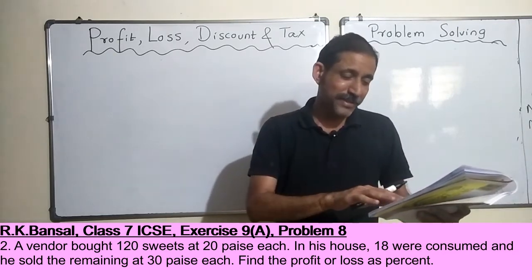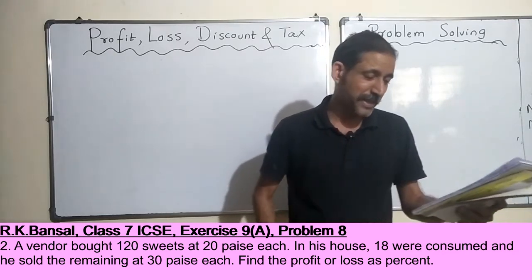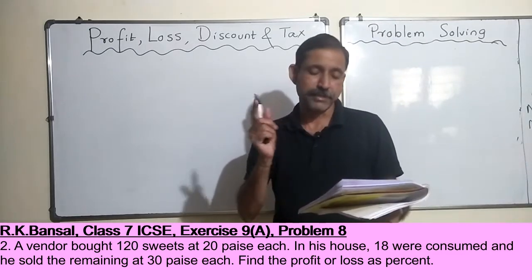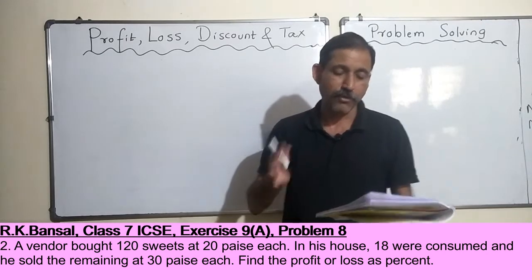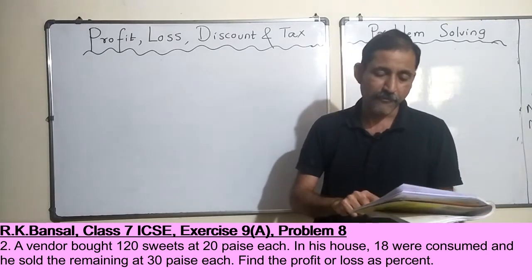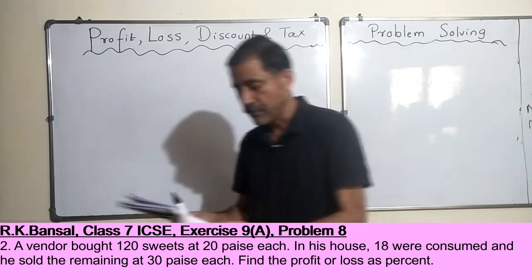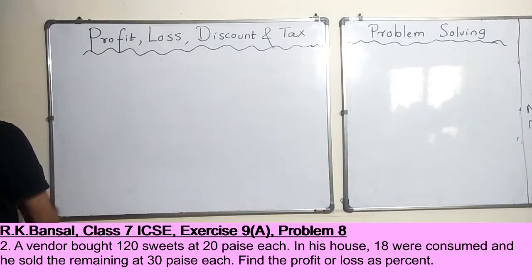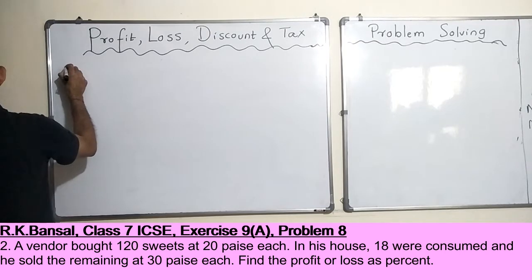Now, in his house 18 were consumed and he sold the remaining at 30 paise each. Now find the profit or loss as percent. All right, so let's see the second problem.